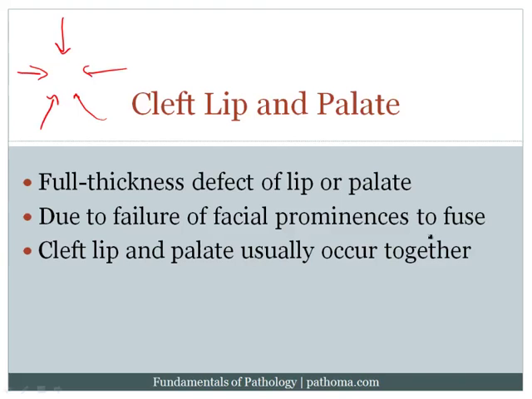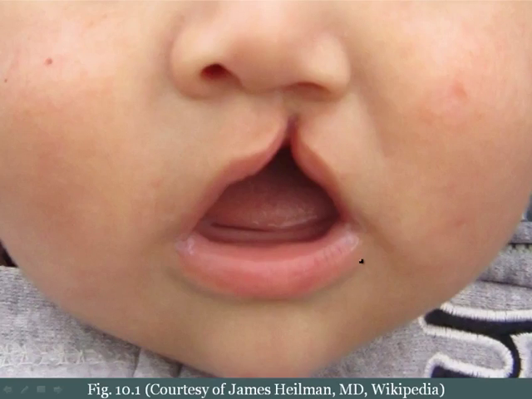So if there's failure of those prominences to fuse, that can result in cleft lip and palate. And so the high yield here is the fact that there's this embryology tie-in, so I would remember that the facial prominences are very important in this particular disorder. Here's what a cleft lip and palate looks like. We're all familiar with this image, and this is a classic image here of a cleft lip, and underlying it is most likely a cleft palate.